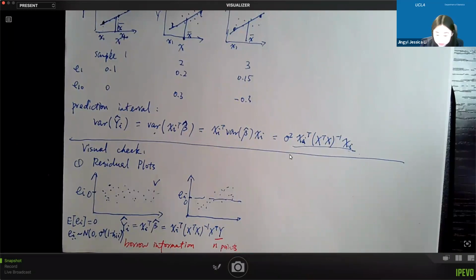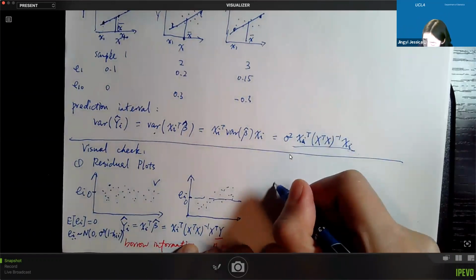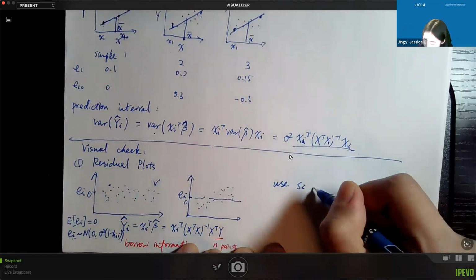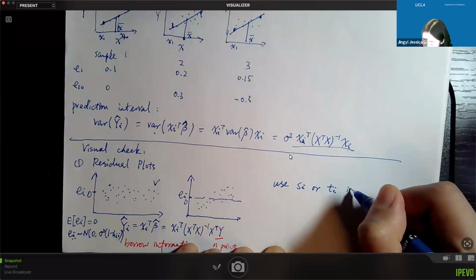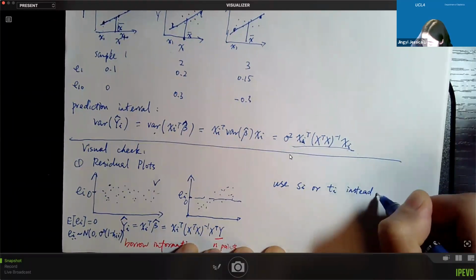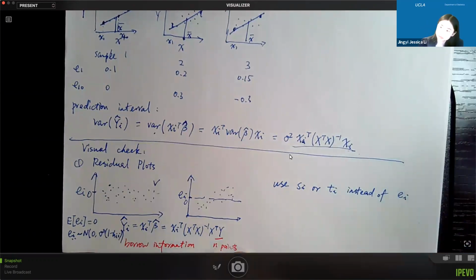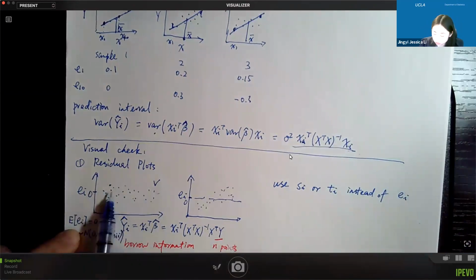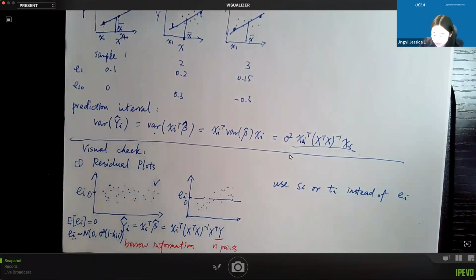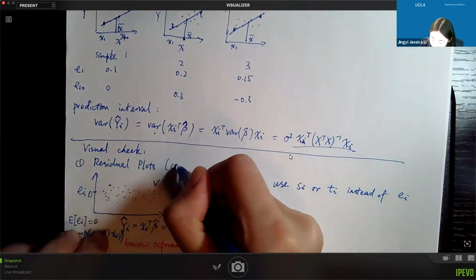Okay, that's the first thing. And the second thing is that, of course, if you want to check whether they have a constant variance, you could use the standardized residual. That's the purpose of introducing that in our last lecture. So you can also use the standardized residual or the jackknife residual instead of the original residual for this check. And then you can expect that there should be a more constant variance. Okay, that's for the center 0 check.